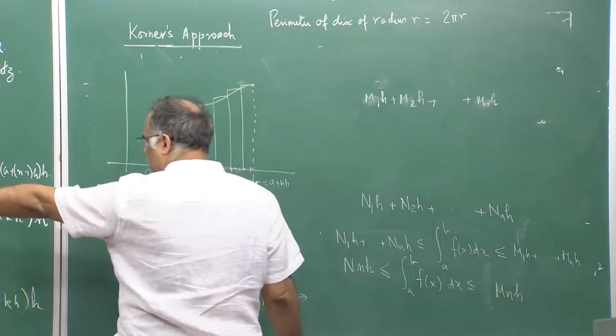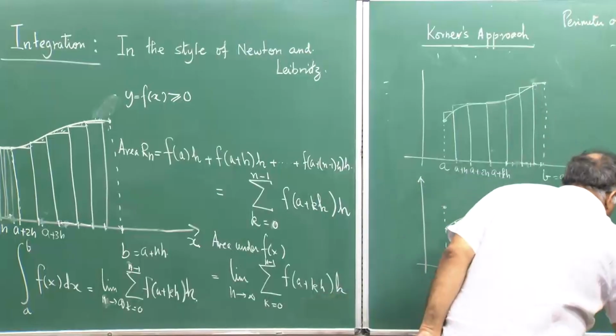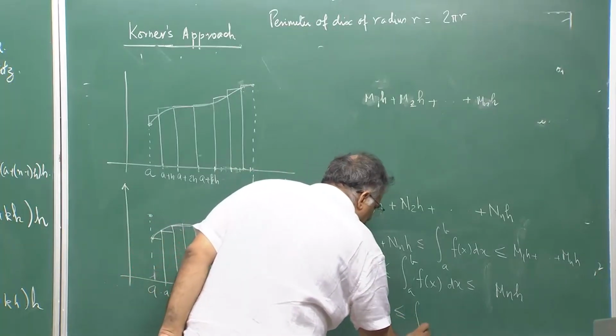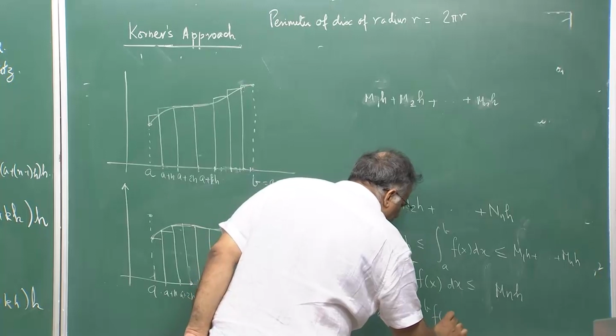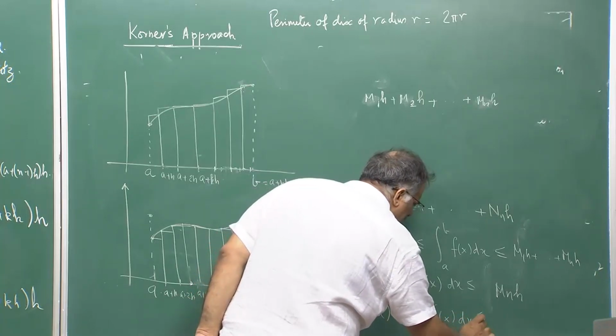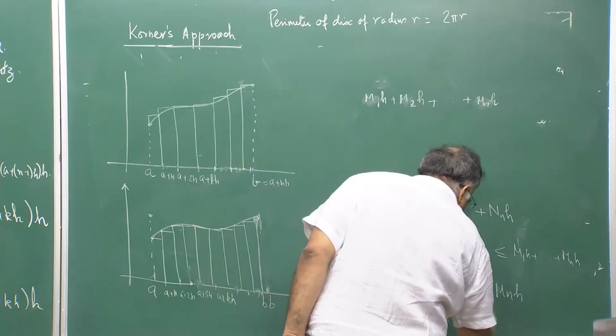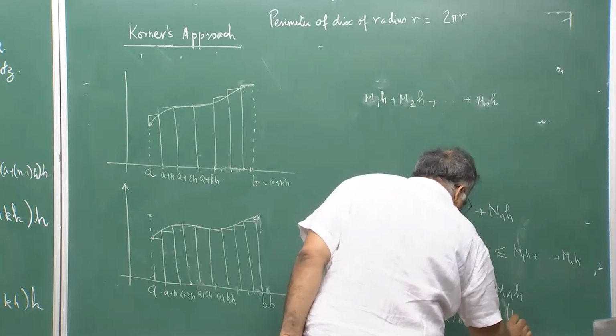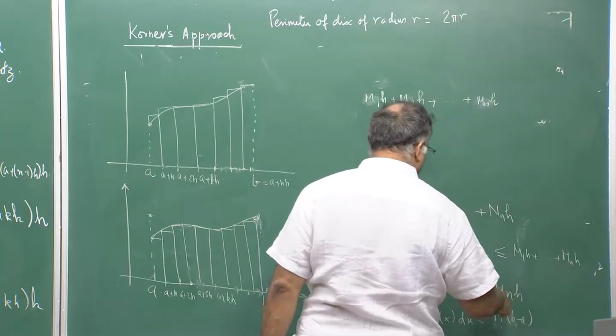But what is nh? From my definition it is b minus a. So n times (b minus a) is less than or equal to the integral from a to b of f(x) dx, which is less than or equal to M times (b minus a). Because you will sum those.